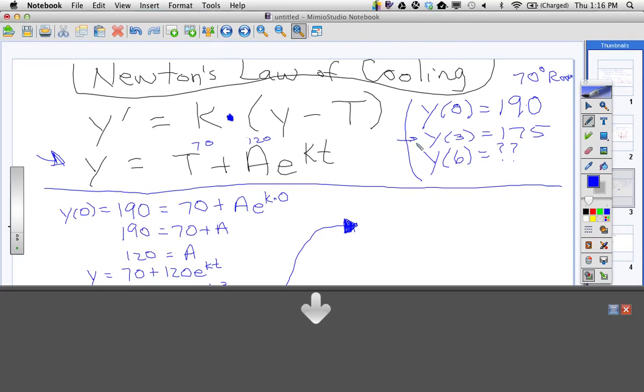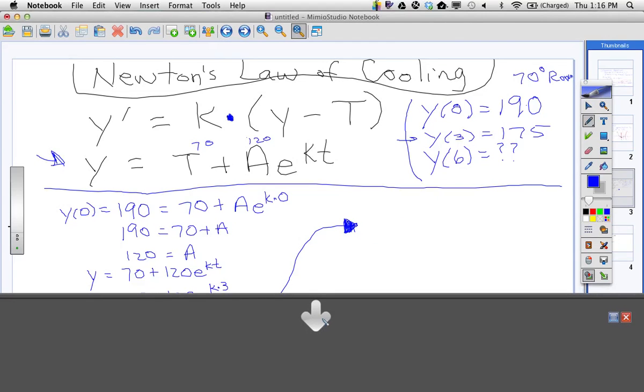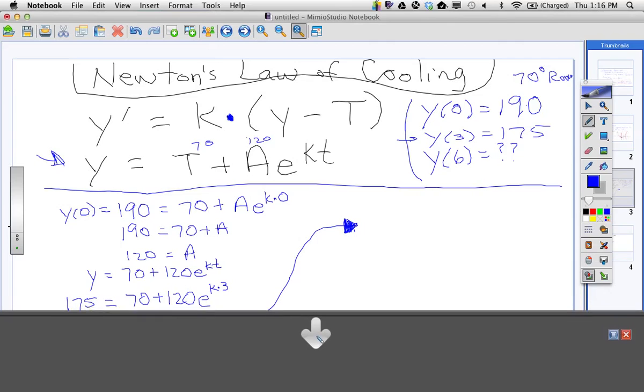Now you've got another condition. Plug in a 3. I would always start with the 0 because that's easier. So when you plug in a 3 for t, you're going to get 175 out. Now here's where I would go to the calculator.